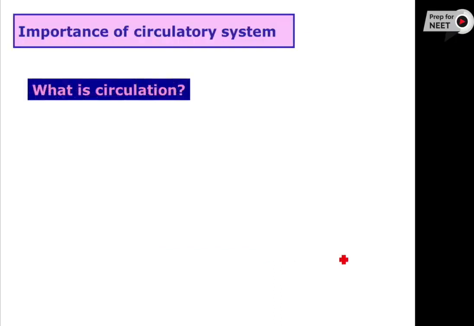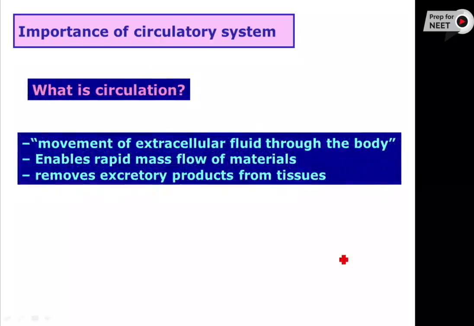Now we come to the importance of the circulatory system. What is circulation? It is the movement of the extracellular fluid. What is extracellular fluid? Fluid which is present outside the cells. So it is the movement of extracellular fluid through the body, which helps in the rapid mass flow of the materials and removes the excretory products from the tissues.